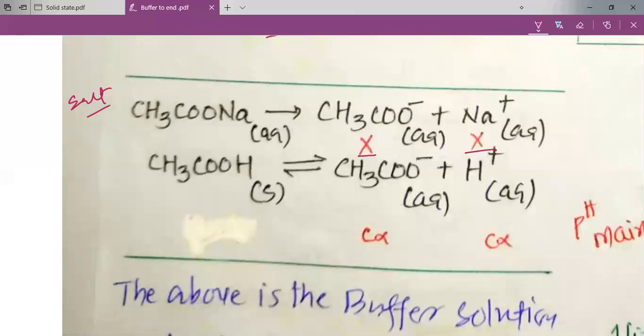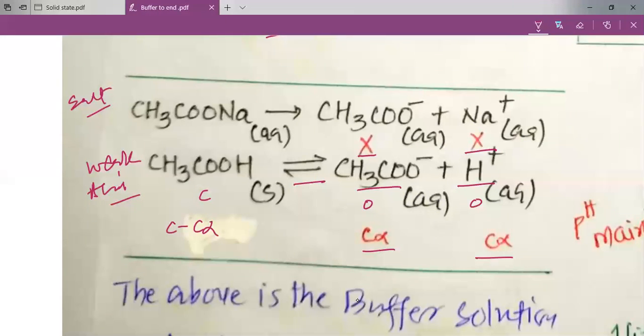X and X. But this weak acid, my dear students, actually causes an equilibrium between the ions which are formed, and thus if the initial concentration is C, then these two are 0 and 0, but after some time this concentration becomes C minus C alpha, and finally we get the concentration of ions as C alpha and C alpha.